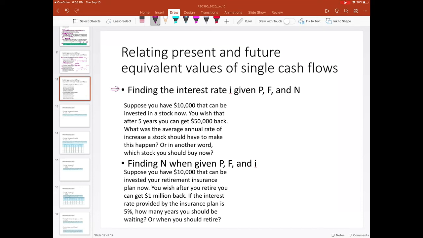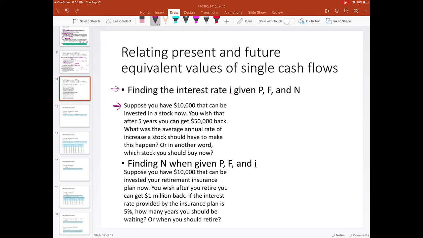So here we have a new scenario, which is to find the interest rate I given P, F, and N. So what you know is your present value, your future value, and the number of periods, but you want to know what interest rate can make your present value equal to your future value, okay? So here is one real case about that.